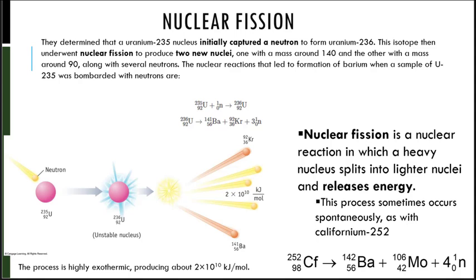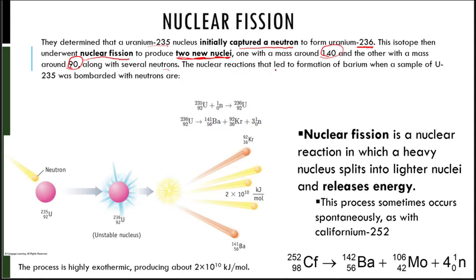The details of nuclear fission were unraveled through the work of a number of scientists, but they determined that the uranium-235 nucleus initially captured a neutron to form uranium-236. This isotope then underwent nuclear fission to produce two new nuclei, one that had a mass around 140 and the other with a mass around 90, along with several neutrons.